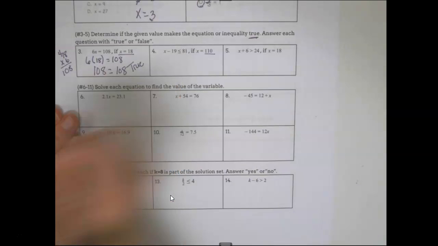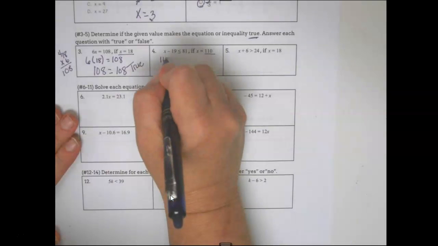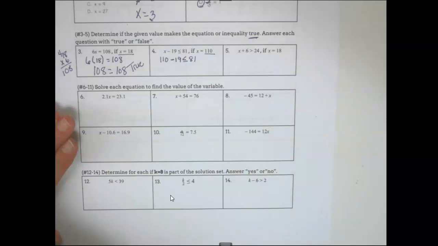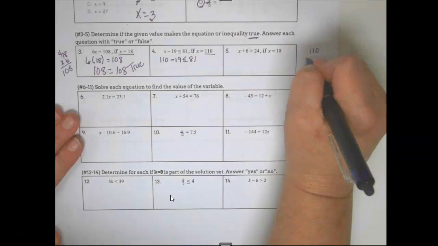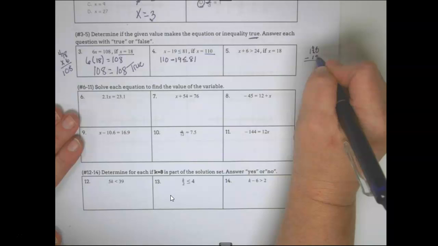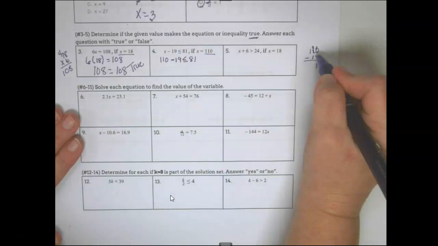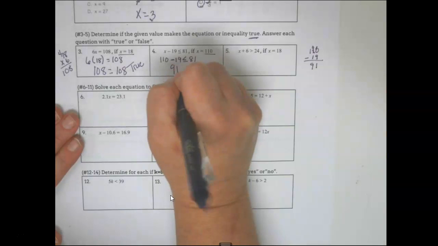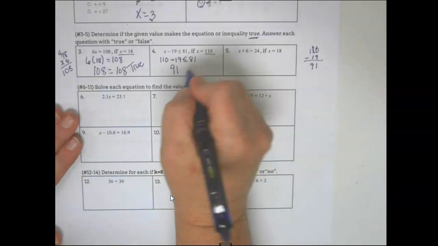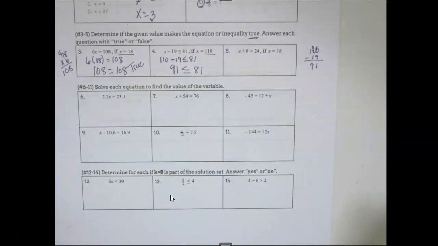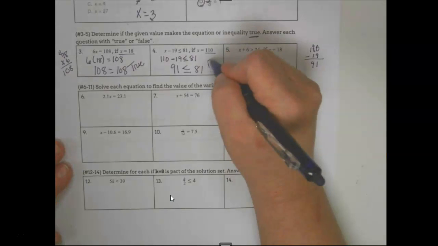So here they're telling me x is 110. 110 minus 19 is less than or equal to 81. 110 minus 19 is 91. Is 91 less than or equal to 81? No, this is false.